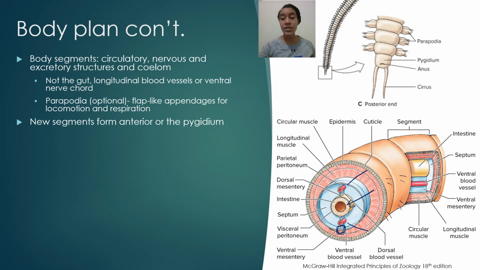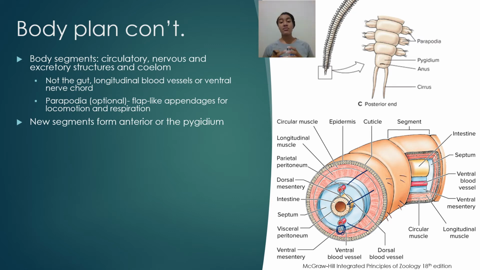Each segment may also have a parapodia. This is not required for an annelid to be considered an annelid, but some of them do have these parapodia to help them with locomotion and help them with respiration.